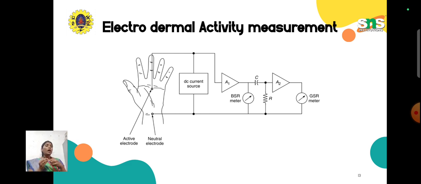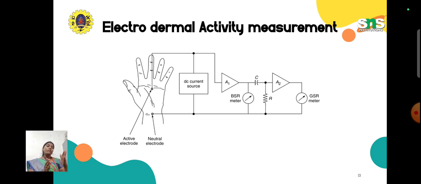Based on the electrical conductivity property, if the conductance is high, it will conduct more current. If the conductive property is less, for example a person with a dry hand, the conductivity will be less compared to a person with a wet hand. The wet hand has very low resistance, so it conducts more current compared to the dry hand. So it is directly proportional to the voltage drop across the resistance. This is a very simple concept.